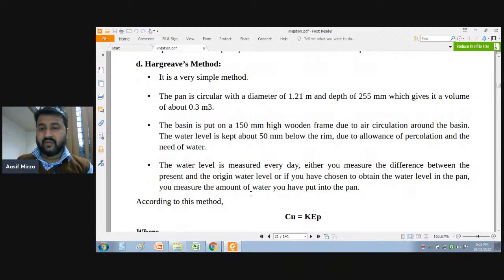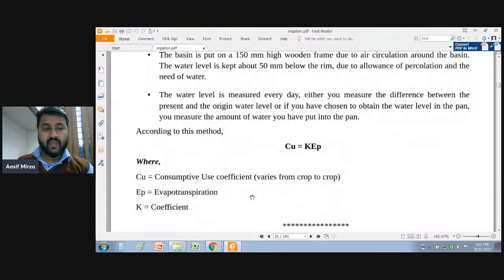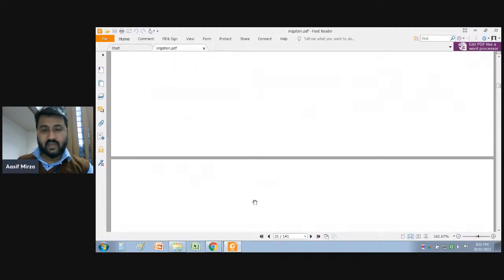Either you measure the difference between the present and the original water level, or if you have chosen to obtain the water level in the pan, you measure the amount of water you have put into the pan. Now, according to this method, the equation is given as Cu = K × Ep, where Cu is nothing but the consumptive use, which varies from crop to crop, Ep is the evapotranspiration, and K is the coefficient.